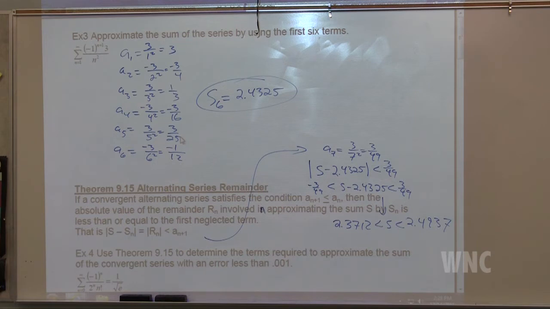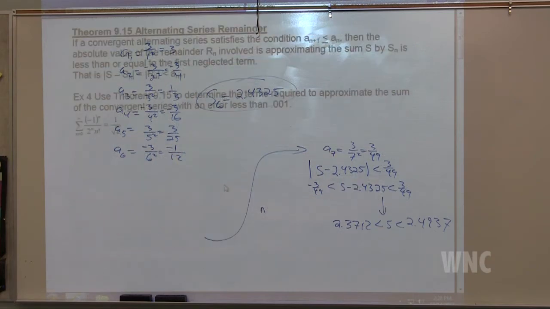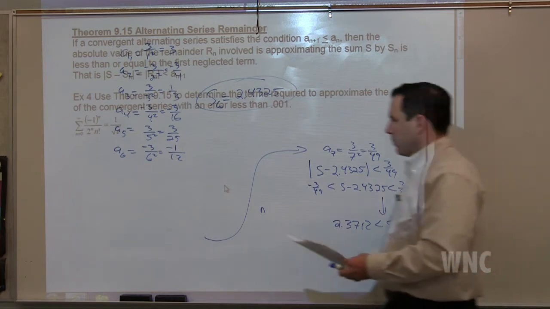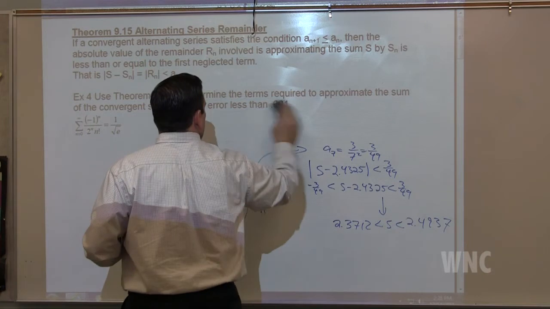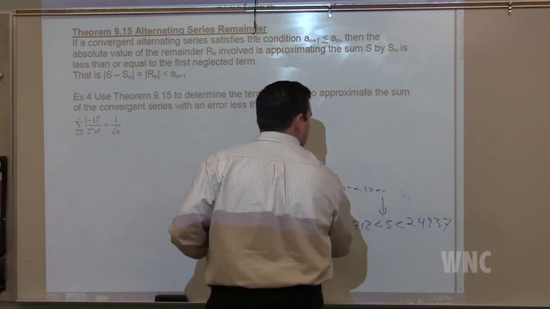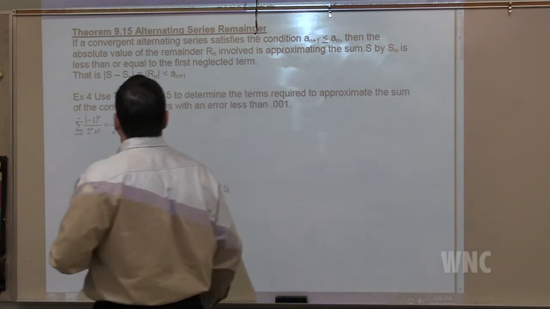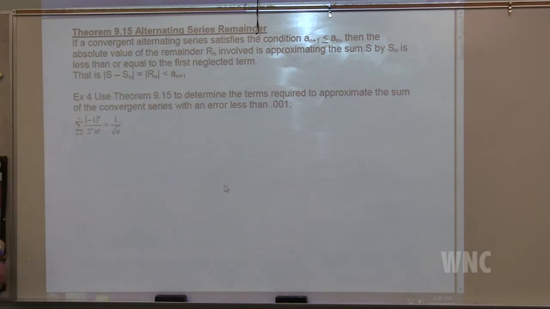Let's do another application for this. Example 4 is the application of theorem 9.15, the alternating series remainder. I need to clear the board here. Okay, this says use theorem 9.15 to determine the terms required to approximate the sum of the convergent series with an error less than 0.001.